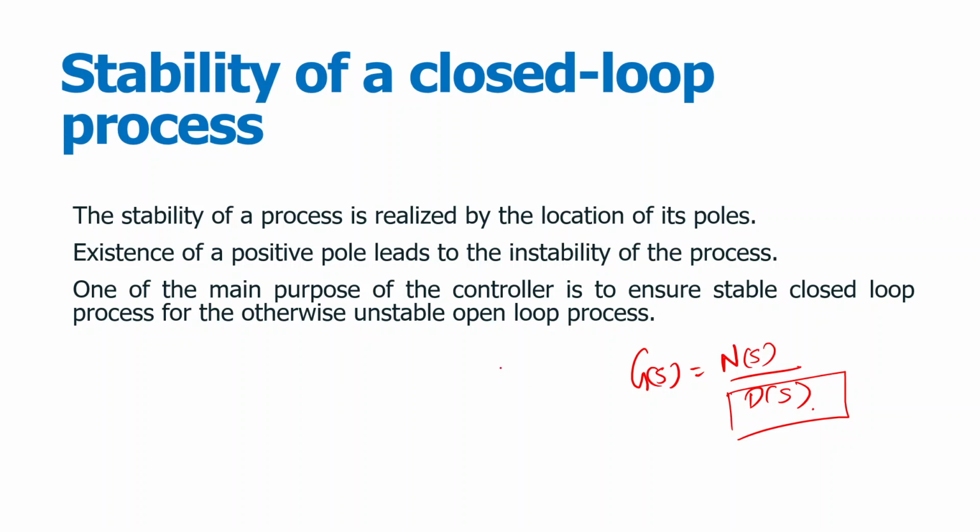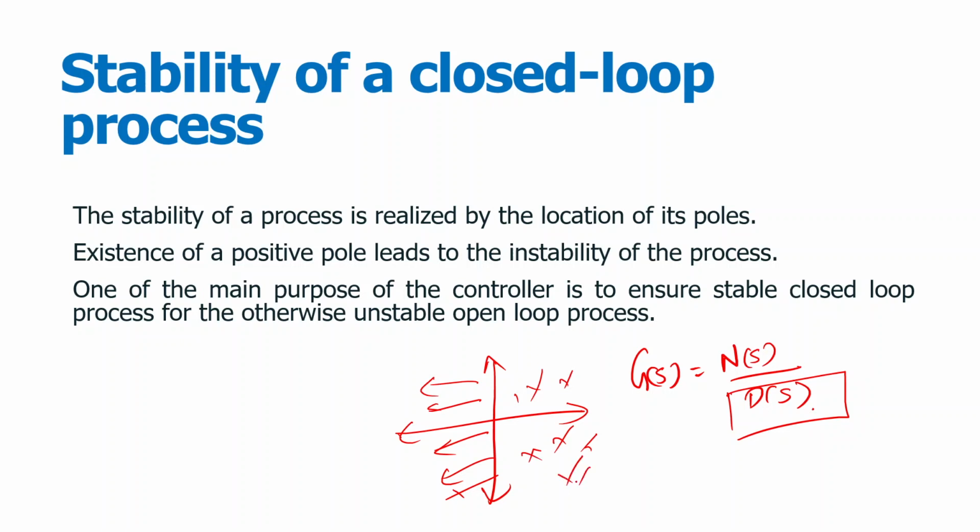And if the poles of the system lie in the left side of this axis, then we can say that the system is stable. That is, existence of a positive pole leads to instability of the process. Let's say the poles of the system lie on this side, then the system is unstable. So we have to write the transfer function, then find the roots of the denominator, and then we can say about the stability of the system.